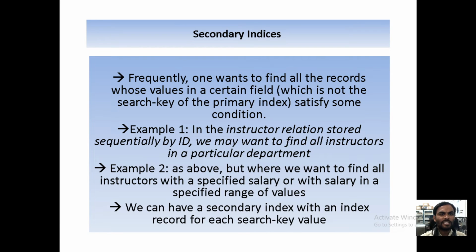Now if you go for secondary indices, frequently we want to find all the records whose value in certain fields satisfies some condition, which we cannot find with the help of the search key of the primary index. For example, take the instructor relation stored sequentially by ID; we may want to find all the instructors in a particular department. Under the instructor relation, the instructor ID is stored sequentially, not randomly.